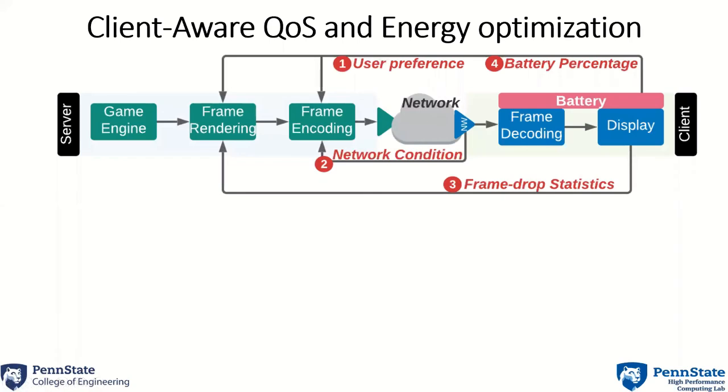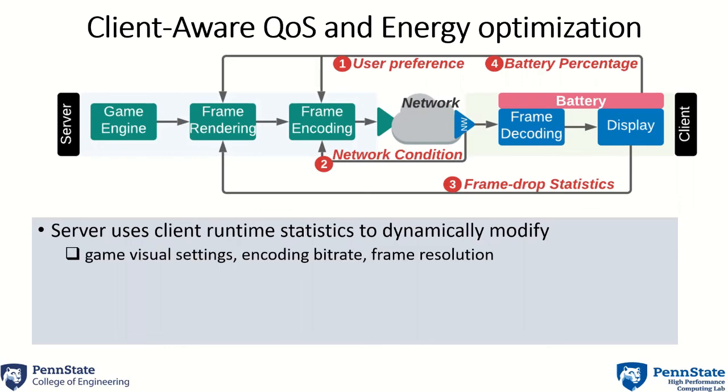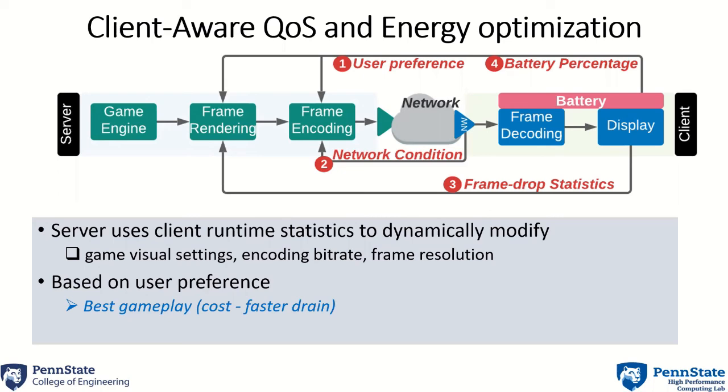Based on these observations, we propose a client-aware QoS and energy optimization scheme where the client shares the frame drop statistics, remaining battery percentage, network conditions, and user preference to the server along with the user inputs, so that the server can utilize these runtime information from the client to dynamically modify game visual settings, encoding bitrate, frame resolution, based on the user preference, which can be of two flavors: for best gameplay experience at the cost of battery drain, and for prolonged gameplay experience at the cost of reduced QoE.